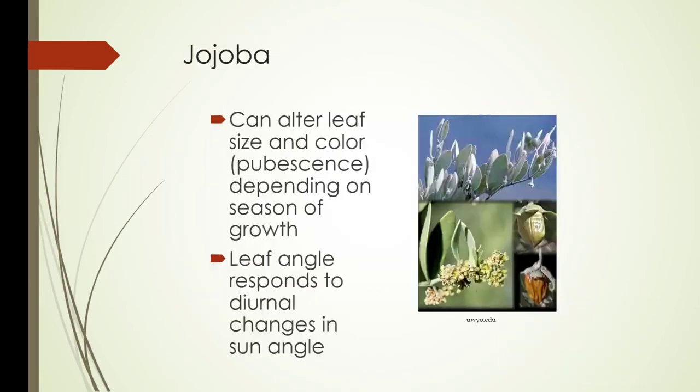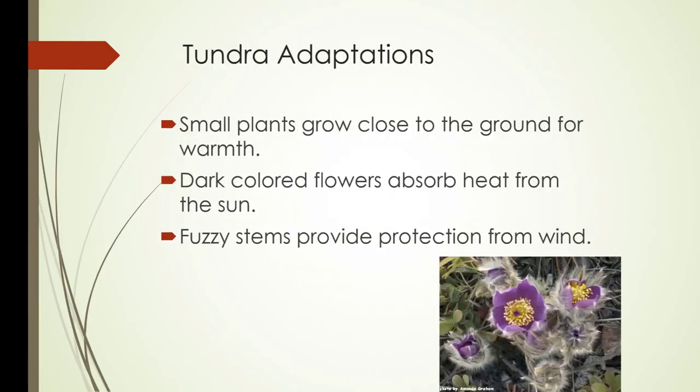Jojoba can alter their leaf size and color. Pubescence is that gray color, and that depends on the season of growth. The leaf angle responds to diurnal changes in the sun angle. Tundra adaptations include things like small plants that grow close to the ground for warmth. Dark colored flowers absorb heat from the sun, and fuzzy stems provide protection from wind.